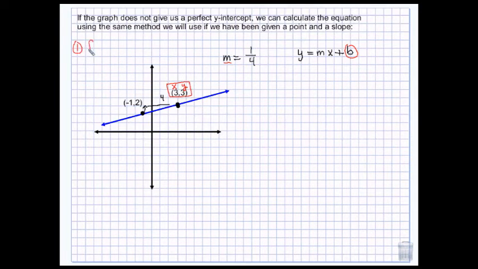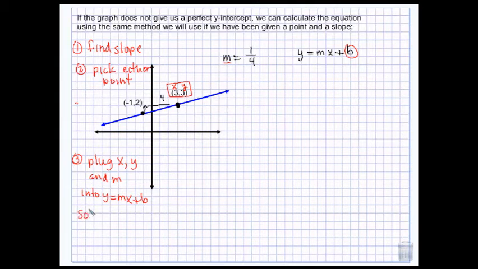So step 1 would be to find the slope. Step 2 is to pick either point. It doesn't matter which point we pick, it'll give us the same equation. So you can pick either one. You just pick the one you like better. Now step 3 is we're going to plug in x, y, and m, and then we're going to solve for b. So we're going to find b.